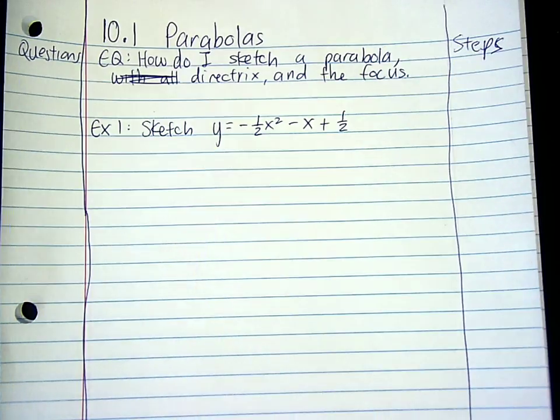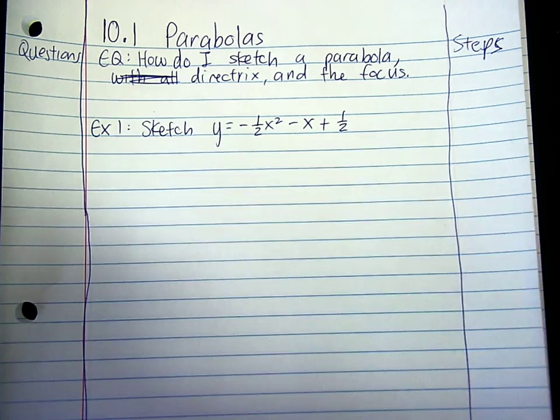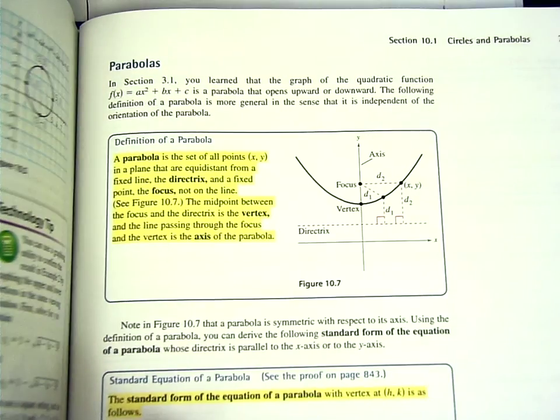Hey, Algebra 2 Trig, we're doing 10.1 parabolas. My central question is, how do I sketch a parabola, directrix, and the focus? Example 1 is sketch y equals negative 1/2 x squared minus x plus 1/2. But before you start, you need to write down these notes.